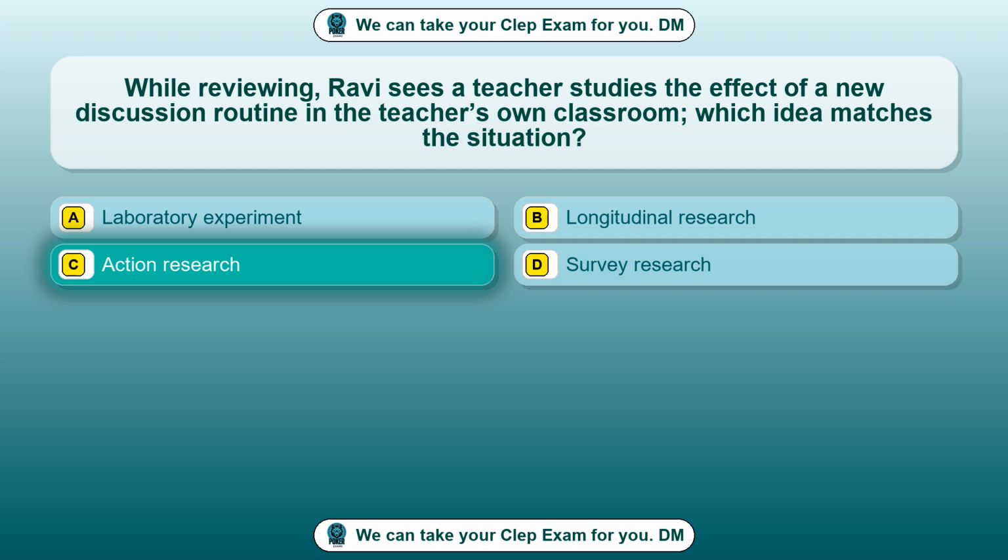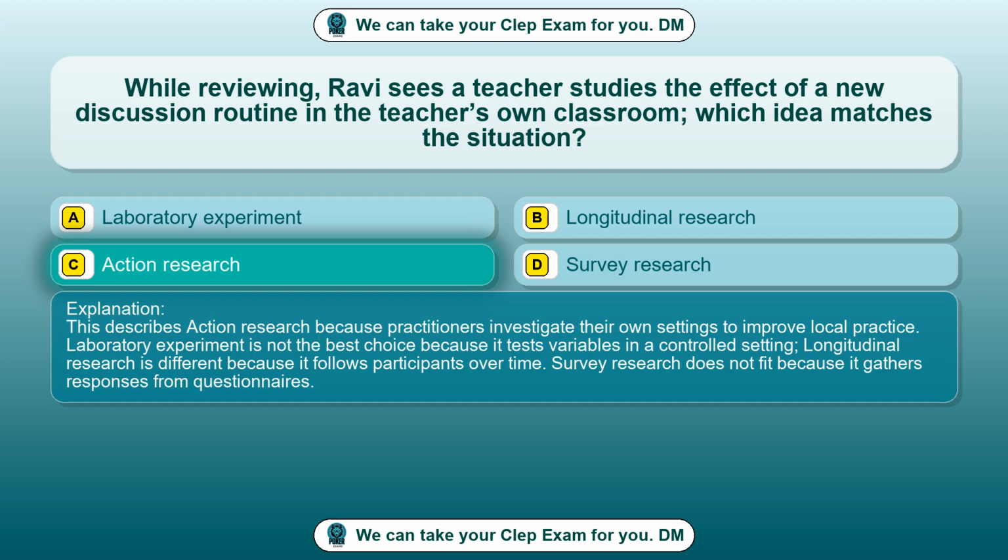Action research. This describes action research because practitioners investigate their own settings to improve local practice. Laboratory experiment is not the best choice because it tests variables in a controlled setting. Longitudinal research is different because it follows participants over time. Survey research does not fit because it gathers responses from questionnaires.